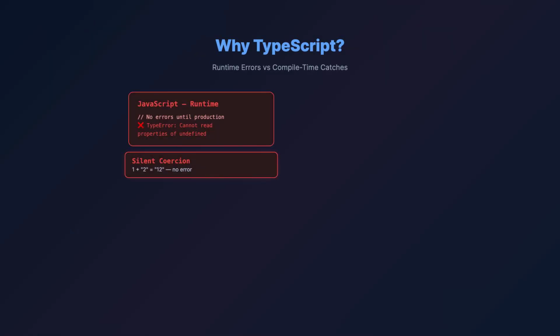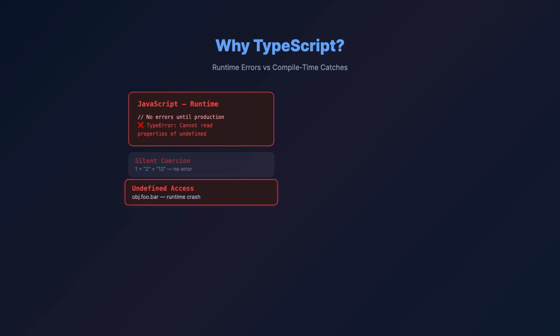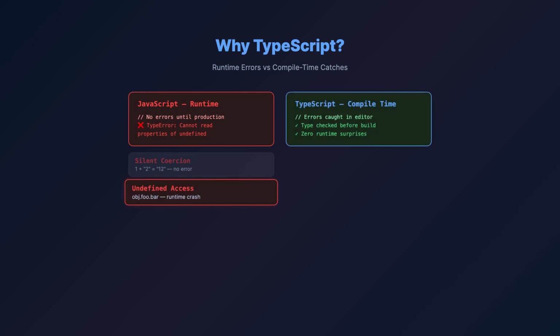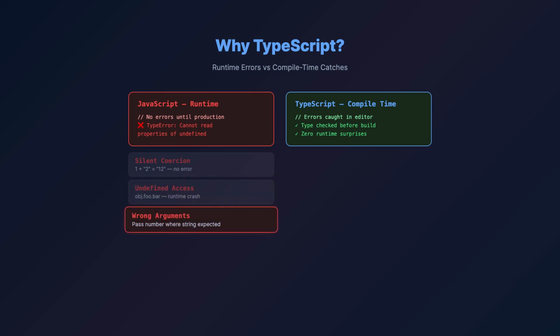Here's the problem with JavaScript. You can pass anything to any function, a number where a string is expected, an object missing required fields. JavaScript won't complain. It'll try to make it work, often with bizarre results. Add a number and a string, JavaScript concatenates them, no error, just wrong output. Call a method on undefined, runtime crash. Your users see it, not you.